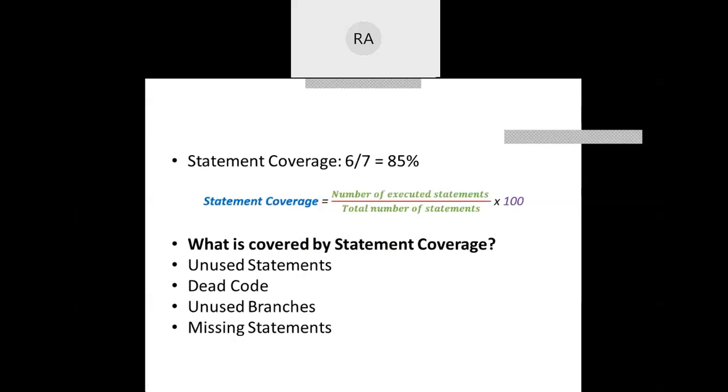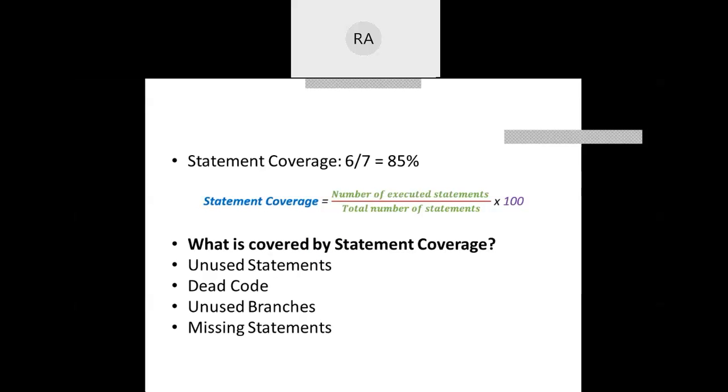What are the things that I can cover by making use of statement coverage? I will get to know about the unused statements in the source code. These are statements I have written but have never used after the execution of a specific code. Those things I will get to know by going for statement coverage, then dead code, unused branches and some of the missing statements can also be known to you if you go for the statement coverage method.